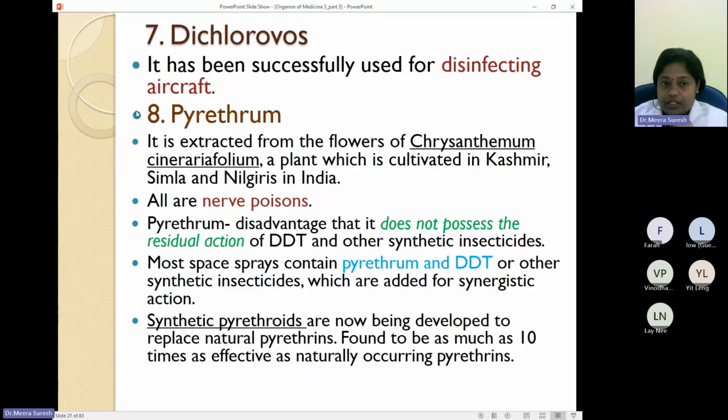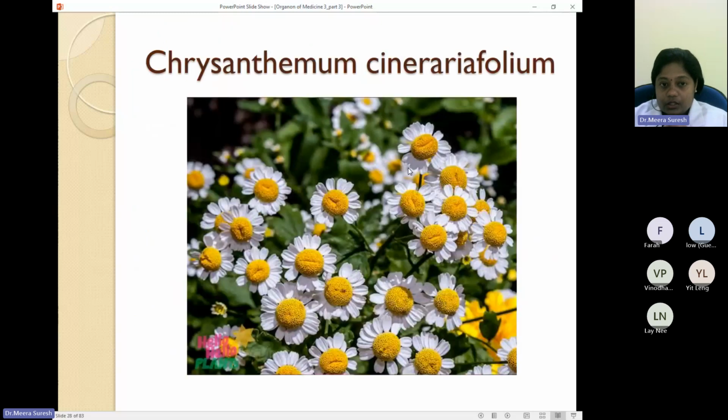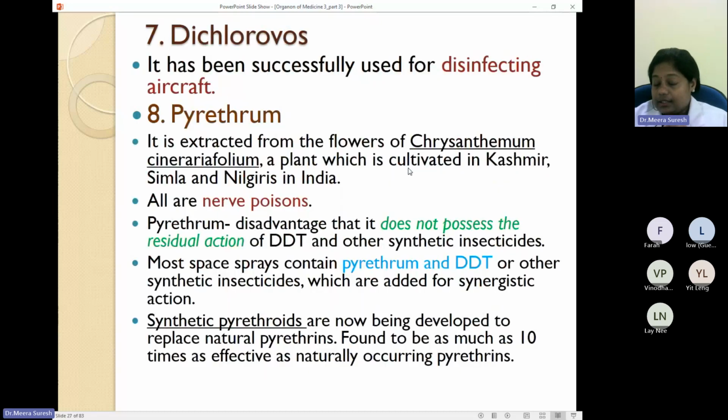And then we have the natural ones. All these were the chemicals, the synthetic ones. Now the insecticides which are developed naturally, and after seeing that these are naturally present, the scientists are now synthetically producing them. So pyrethrum is one such insecticide which is naturally developing, extracted from the flowers of chrysanthemum cinerariaefolium. This is a plant cultivated in India in Kashmir, Shimla, and Nilgiris. So this is the plant, and it has the active principle, pyrethrum, which can be used as an insecticide.